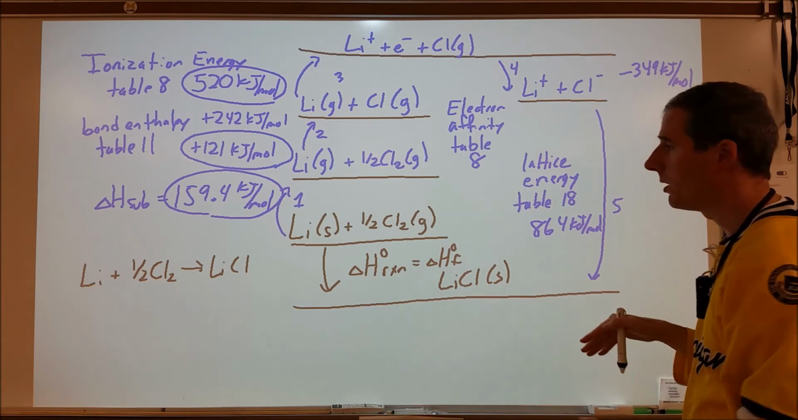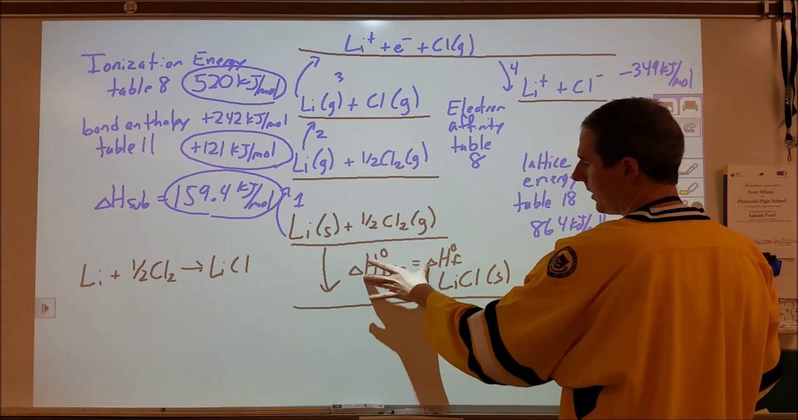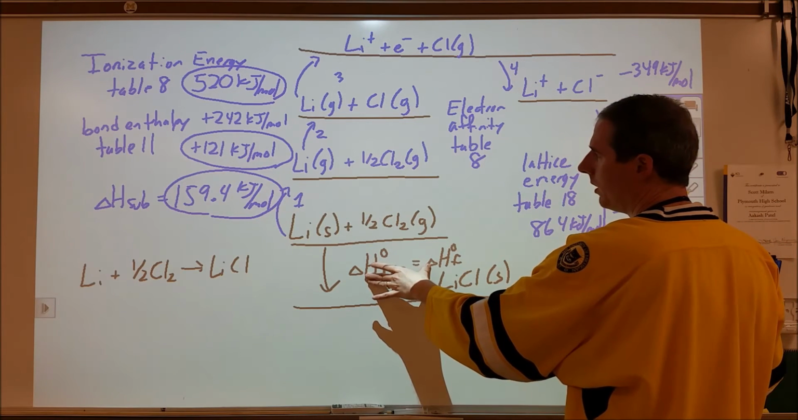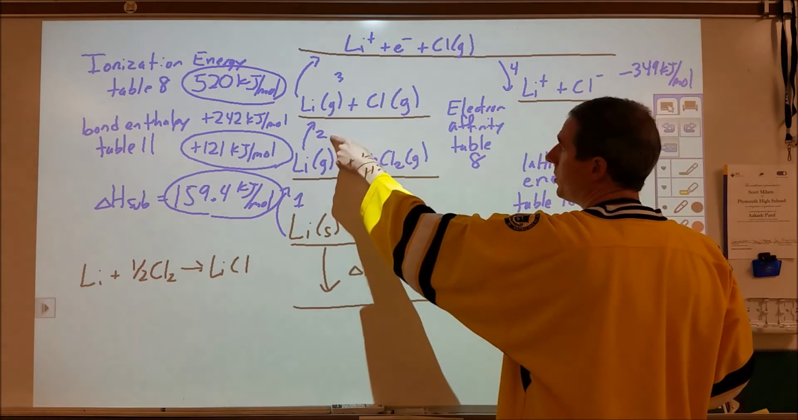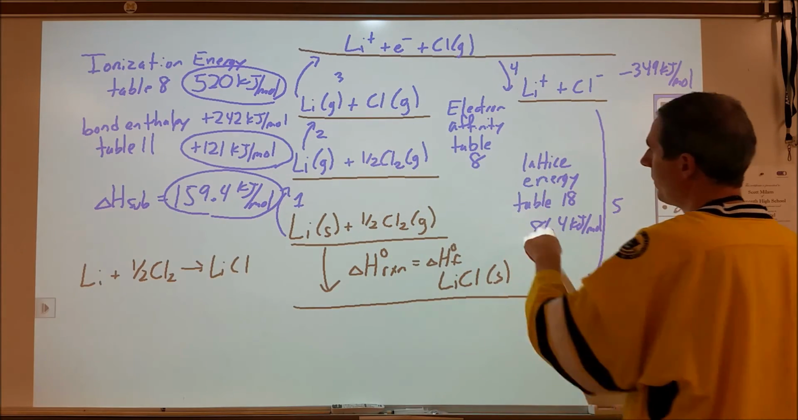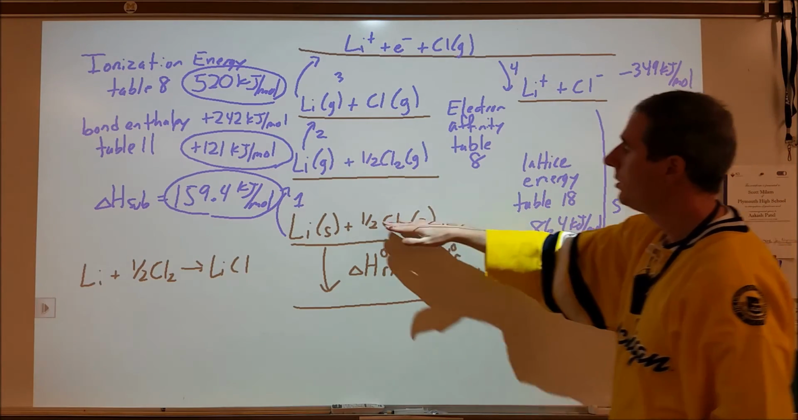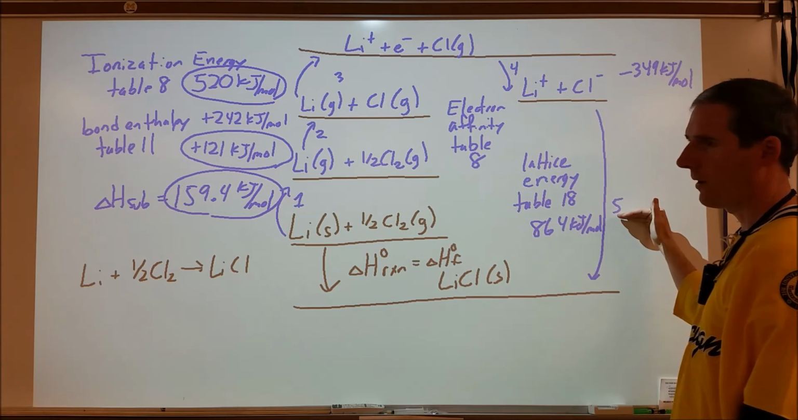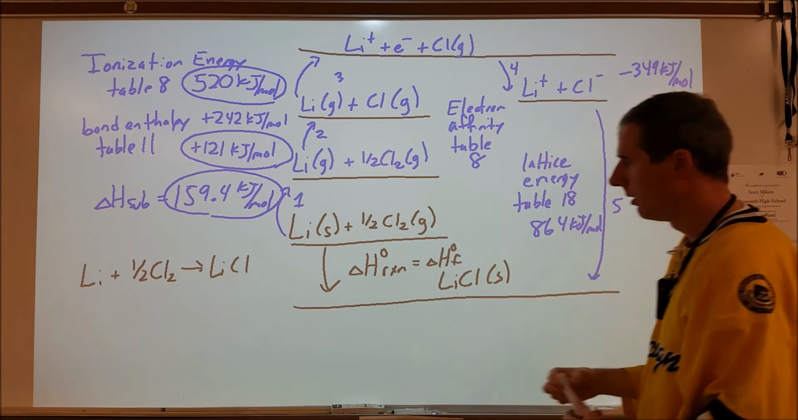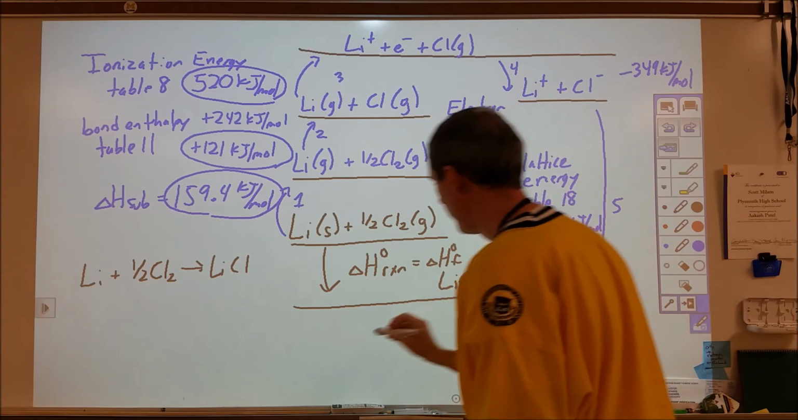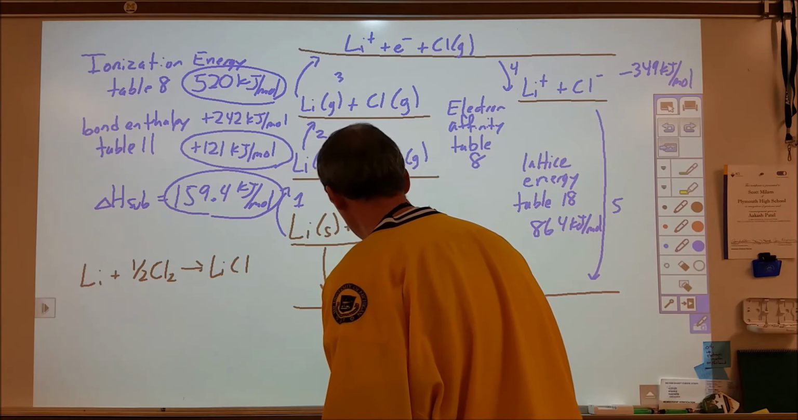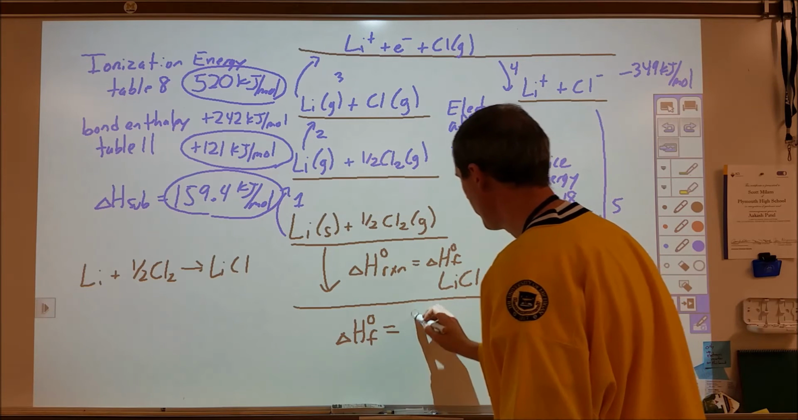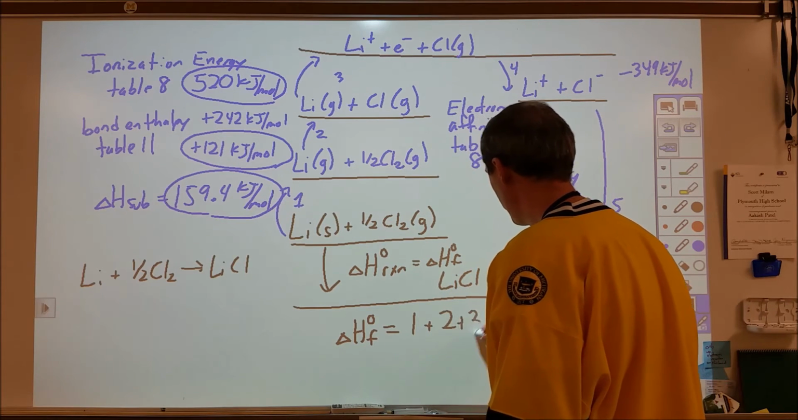So one of the things we can do is we can set this enthalpy of formation equal to step 1 plus 2 plus 3 plus 4 plus 5. Now if we do that, we need to use positive signs for 1, 2, and 3, and negative signs for 4 and 5. And they should add up to this. So our enthalpy of formation is going to be equal to step 1 plus 2 plus 3.